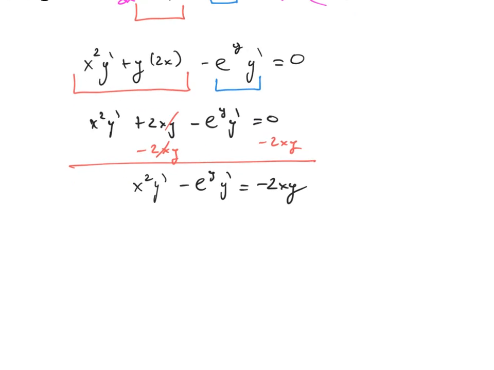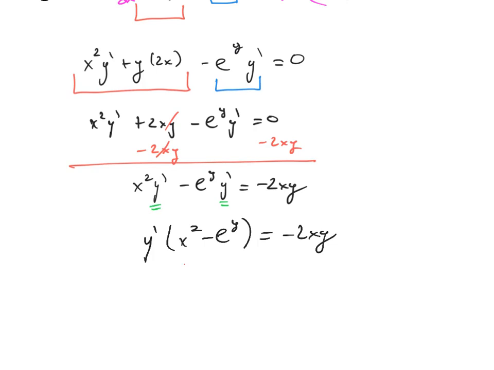Why did I do that? Because now every single term on the left should have a y prime, so I should be able to factor it out. Factor out that y prime. In the first term, x squared y prime, take away the y prime, you'd be left with x squared. In the second term, e to the y y prime, take away the y prime, you're left with e to the y. And that equals minus 2xy. So that's the factored form of it.